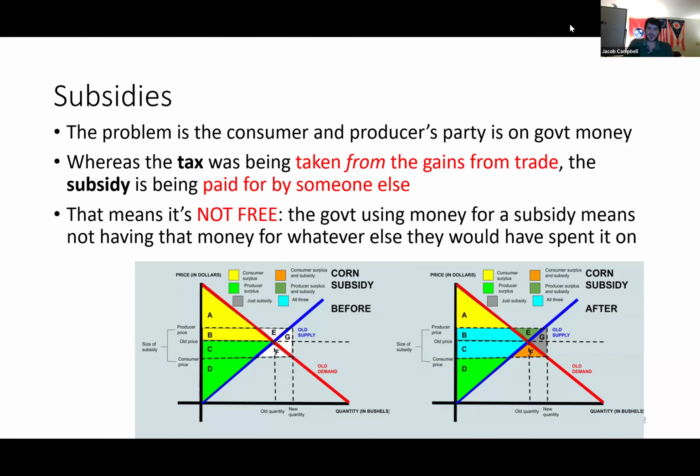The problem is the consumer and producers' party is being held on government money. So whereas the tax was being taken from the gains from trade, the tax was still a gain. It was still wealth that was being produced. The subsidy, by contrast, is being paid for by someone else, which means it's not free. We don't consider the subsidy to be a positive here. On the contrary, you have taken from other people because they would have benefited from having that money, and now they don't have it.